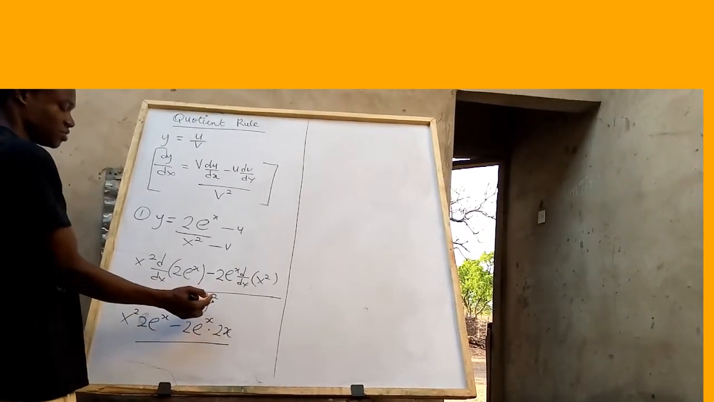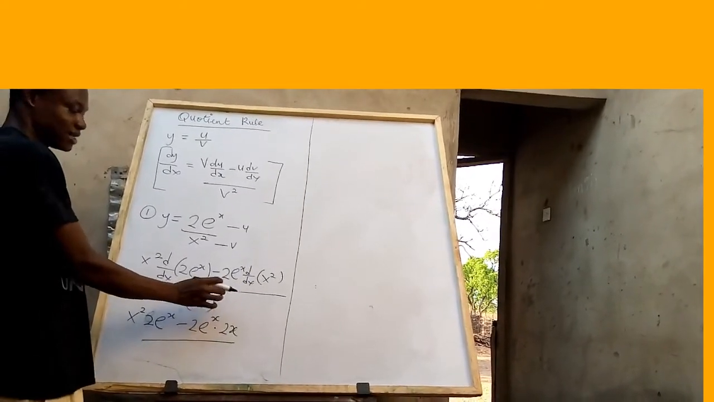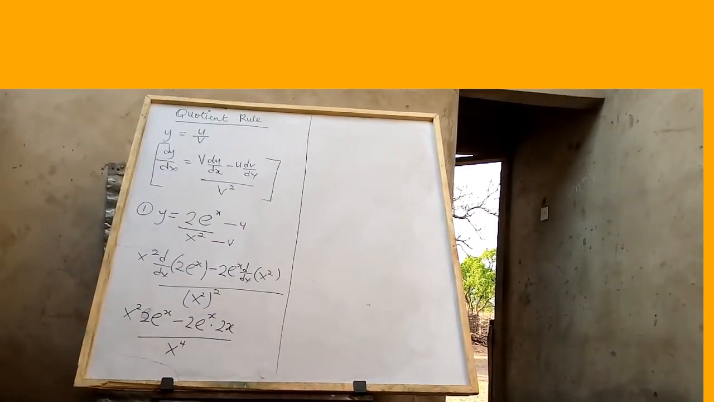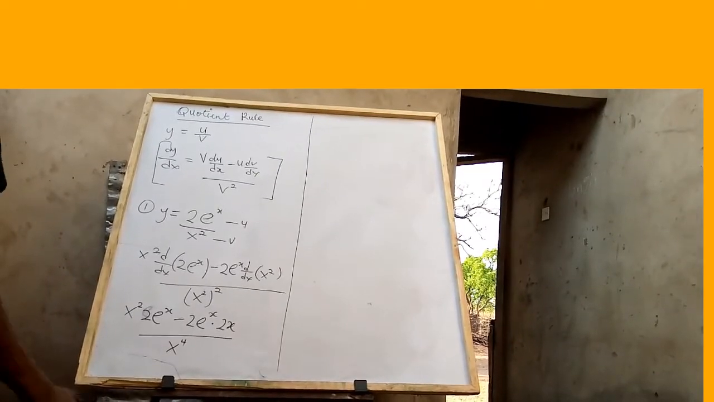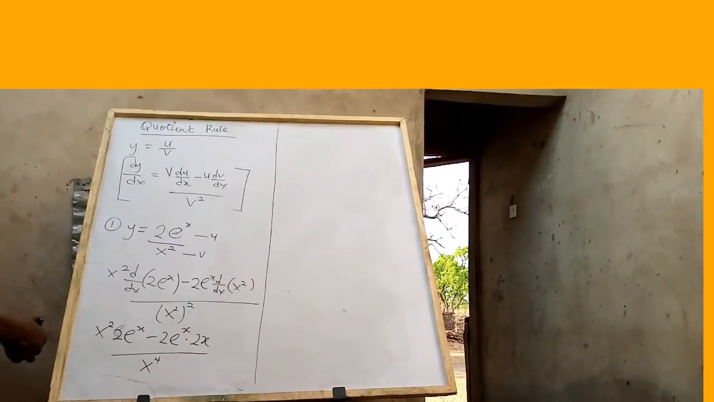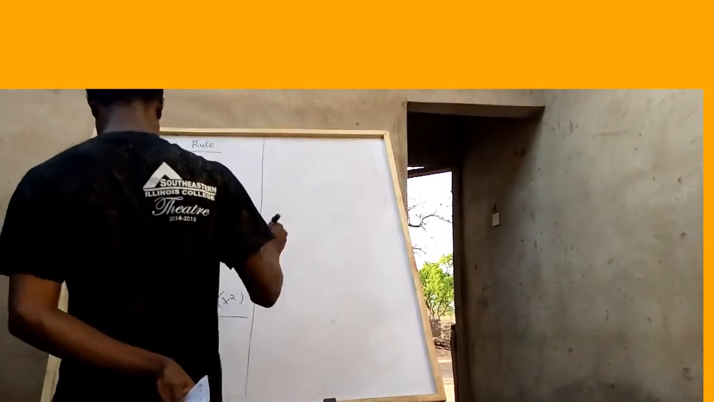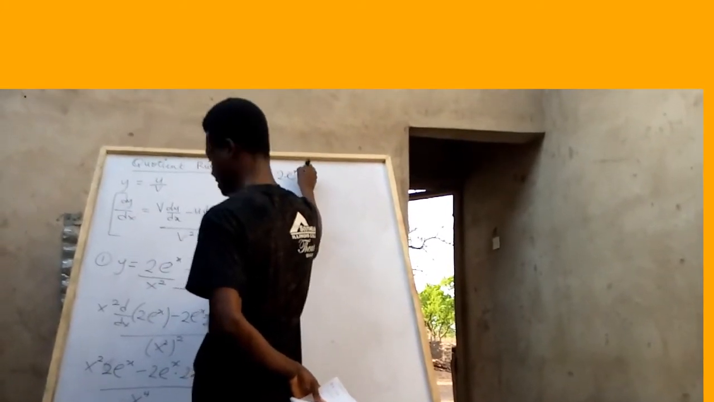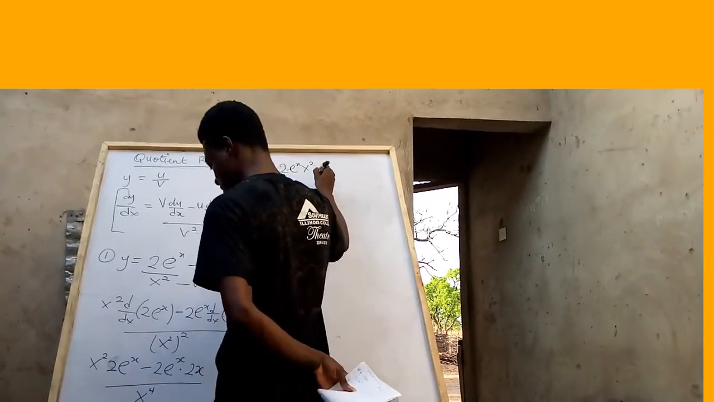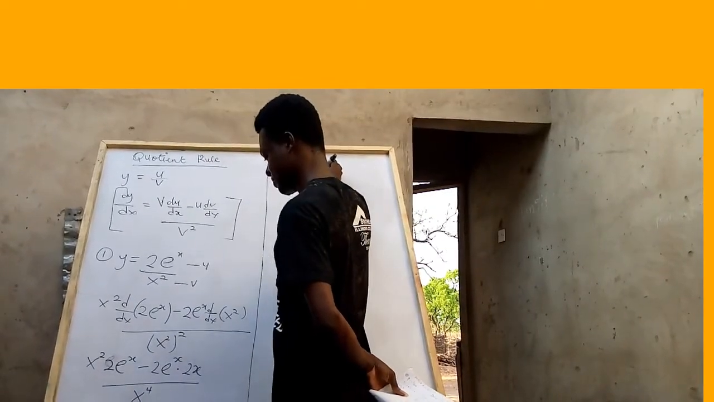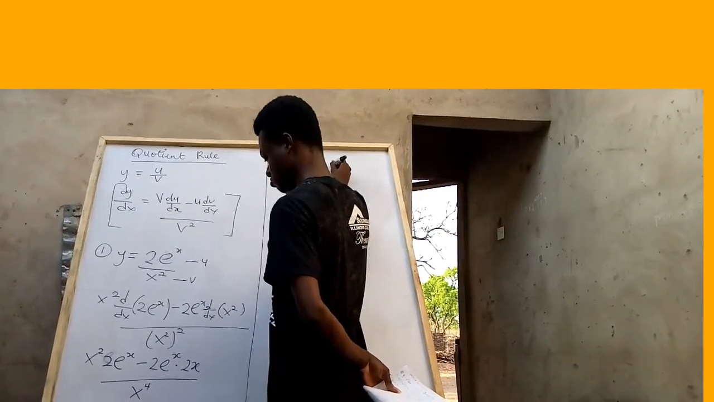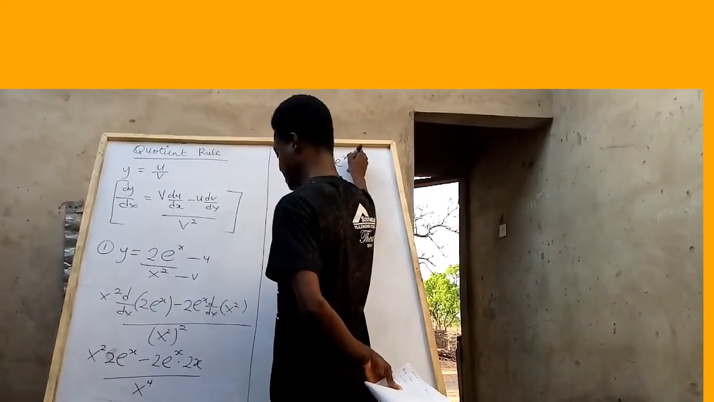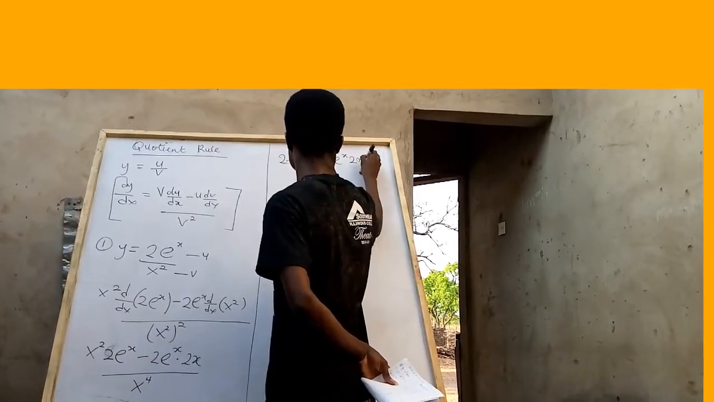x squared squared is a power on a power, so the 2 multiplies the 2 and we get x raised to power 4. So I can rearrange this and get 2e^x x squared minus 2e^x times 2x.